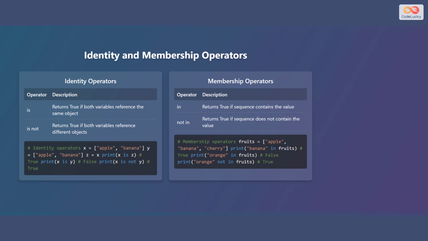For identity operators, we create two lists, x and y, with the same elements, and a third list, z, which is assigned to x. x is z returns true because they are the same object, while x is y returns false because they are different objects, even if they have the same contents. For membership operators, we have a list of fruits. The code checks if banana is in the list, which returns true, and if orange is in the list, which returns false.